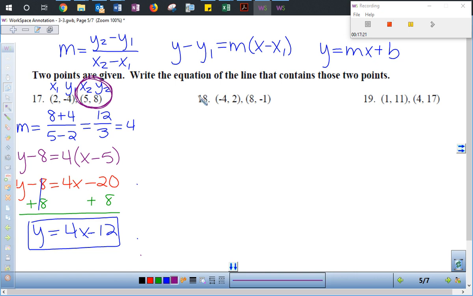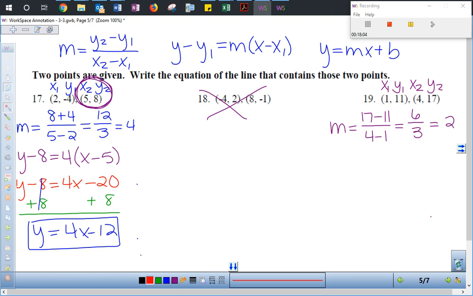Okay, no big deal. We're going to skip 18, let's go over to 19. So on 19, the first thing you need to do is look: are my x values the same? No, they're not. Are my y values the same? No, they're not. That's when we need to go through our process. So we're going to identify x sub 1, y sub 1, x sub 2, y sub 2. So we start by substituting that into my slope formula. m equals y sub 2 minus y sub 1 over x sub 2 minus x sub 1. So 17 minus 11 is 6, 4 minus 1 is 3, and 6 divided by 3 gives me a slope of 2.